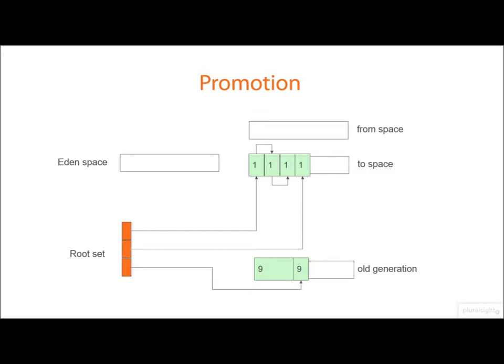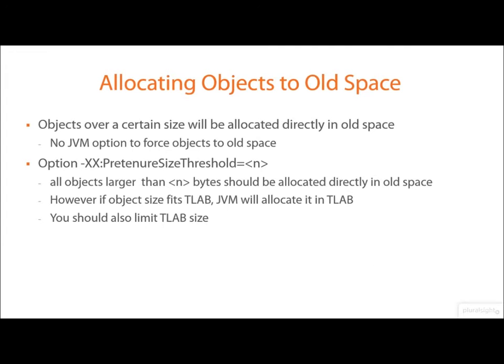As well as objects being moved to the old generation once they've survived a number of garbage collects, it's also possible to allocate objects directly into the old space. Now, there's no direct way of doing this. There's no JVM option to say always allocate objects in the old space. But what you can do is set this option on the VM called pre-tenure size threshold. And then objects larger than n bytes will be allocated into this old space directly.